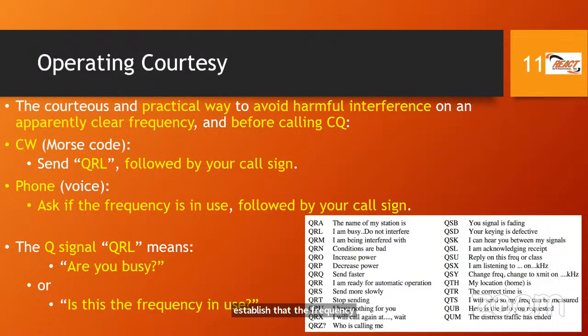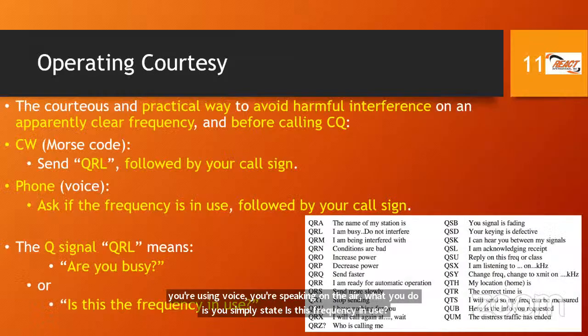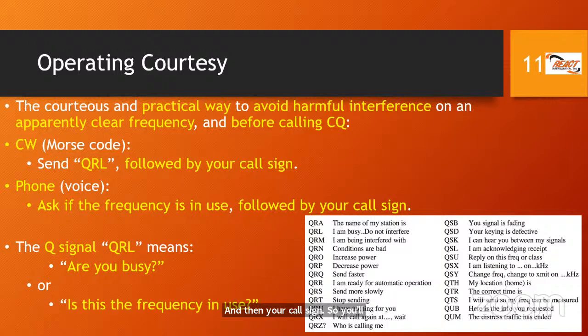So that's how you make a call, that's how you establish that the frequency is going to be used, you want to use it, that it's clear. That's what you need to do. If you're using voice, you're speaking on the air, what you do is you simply state frequency in use and then your call sign. So you'll say, is this frequency in use? 9 Yankee for Romeo. That's an example of what you can say. It's not the only thing you can say, but it is a good way, I believe.